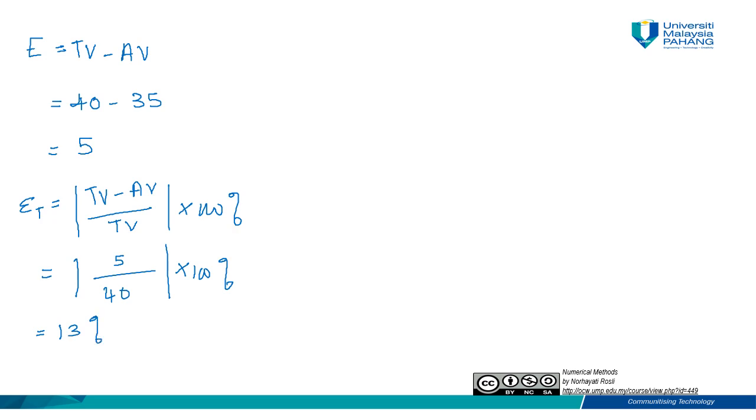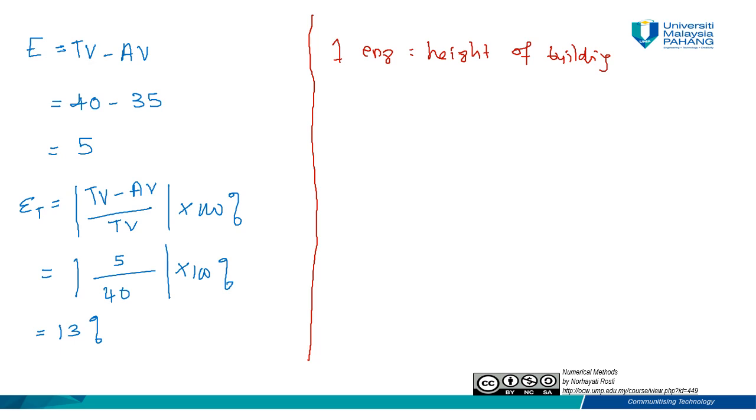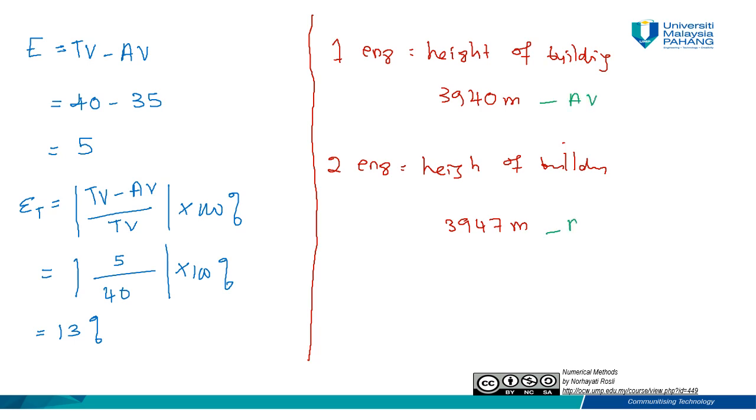Let's say I add another piece of information. Previously, let's say we have the first engineer, who measures the height of the building as 3940 meter. And then 5 minutes later, we have the second engineer, who measures the height of the building as 3947 meter. These two values are approximate values, not true values.